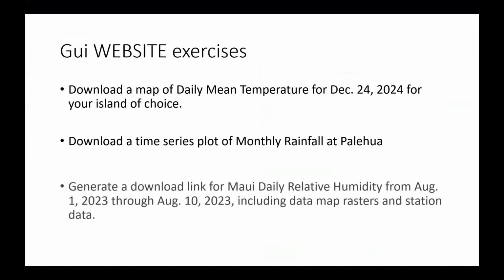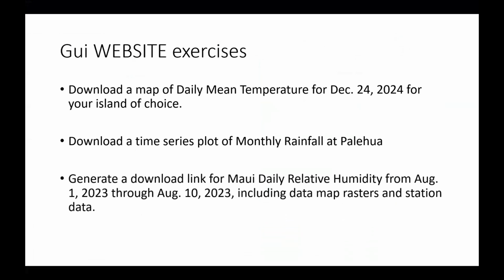And then last exercise, now we're going to the export data tool. We want to try and download a link for Maui daily relative humidity. And we're going to do it from August 1st, 2023 to August 10th, 2023. And we want to grab both the data map rasters and the station data from that. So I'm going to walk through that, but see if you can try to figure it out on your own and follow along.